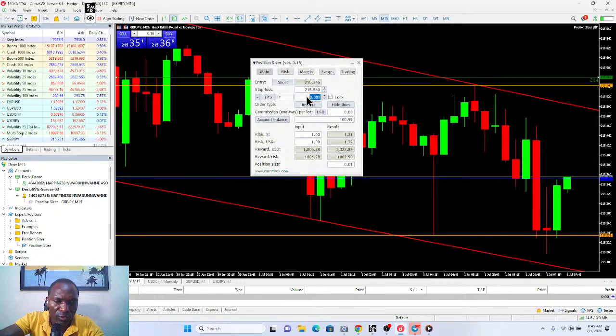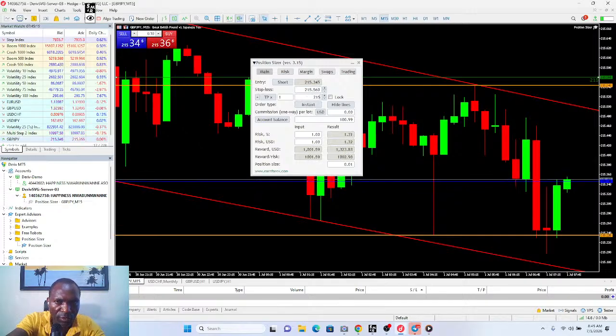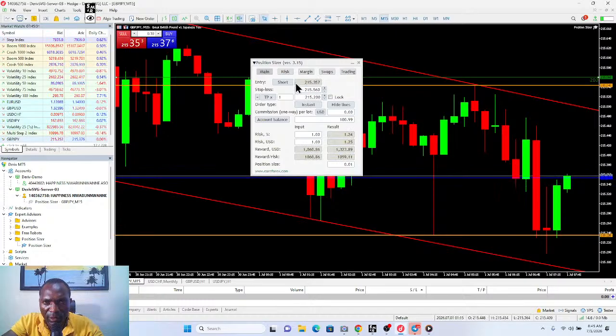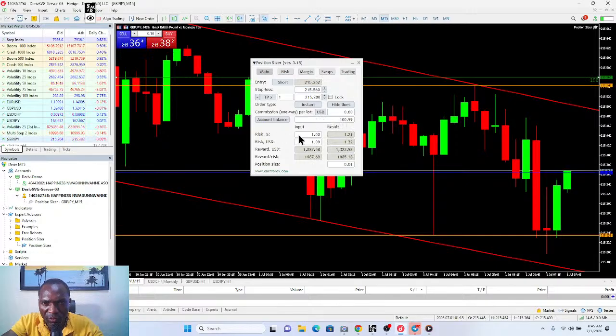Let's say 200.200. Okay. Now, what am I risking? If we are risking 5% for this trade, look at the risk. We are risking 1.2, or that will be the risk, if the trade gets triggered.